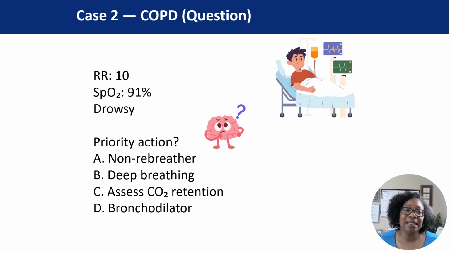Now you have COPD. We're going to talk about ventilatory failure. You're the nurse, assessing the patient with COPD. You find that their respirations are 10, their oxygen saturation is 91%, and they're drowsy and difficult to arouse. What's the priority action here? Are you going to increase the oxygen to a non-rebreather? Encourage deep breathing? Assess for CO2 retention? Or administer a bronchodilator? I'll give you a second.